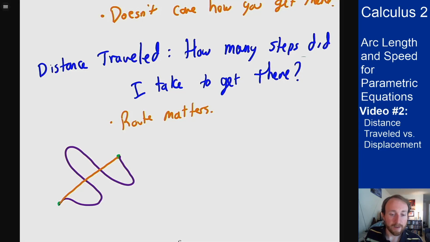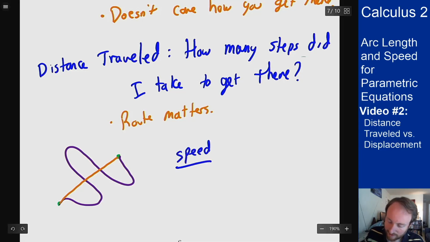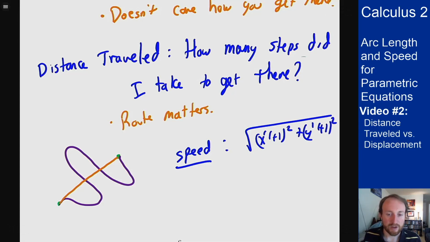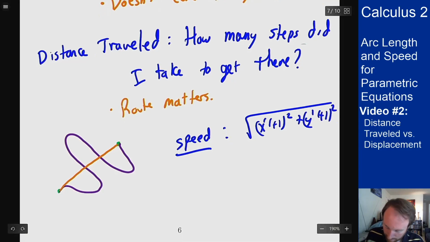An important fact here is the idea of how fast you are moving and how that factors in. The speed of a parametric curve is given by the square root of x prime of t squared plus y prime of t squared, which you'll recognize as the integrand from our arc length formula. That's not a coincidence, because the length of the curve is the same thing as distance traveled, and adding up the speed at every point should give you distance traveled.